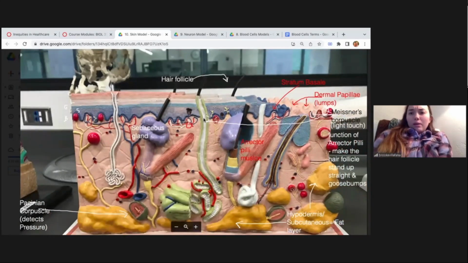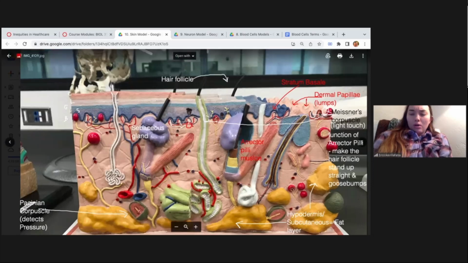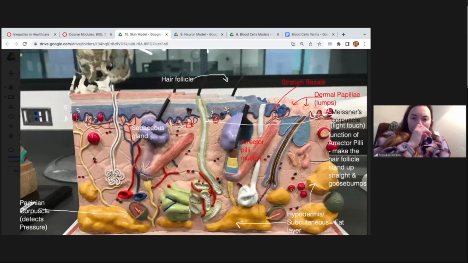Did everyone get it? I think my labels are pretty close there. The Meissner's are always these red circles at the top. Somebody asked, does that change? No, the Meissner's are always the red circles at the top. Good.